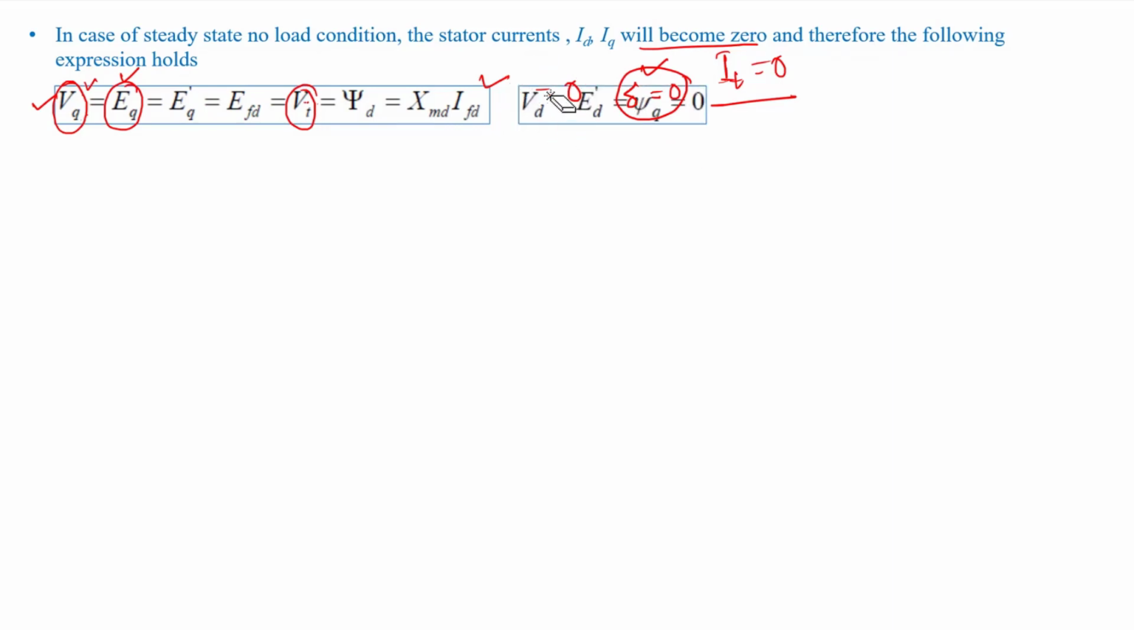And under no load condition also, your Vd becomes equal to Ed dash equal to psi q is equal to 0. Because Vt has two components, Vd plus jVq, and when your Vt becomes equal to Vq, then obviously your Vd becomes 0, right? So as Vd becomes 0, your Ed dash, they're all related equations. You can see it. Just substituting, you'll find Ed dash equal to 0, psi q also becomes 0.